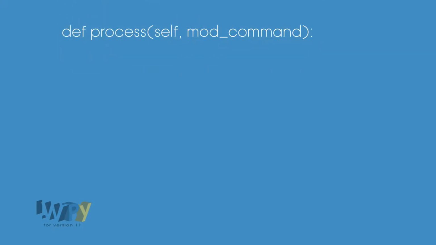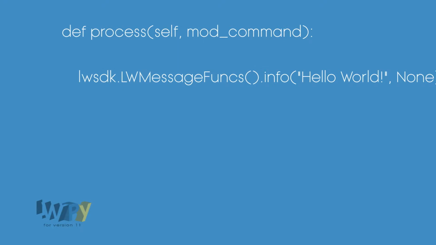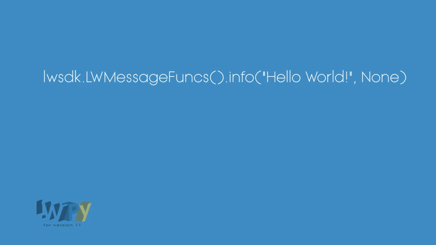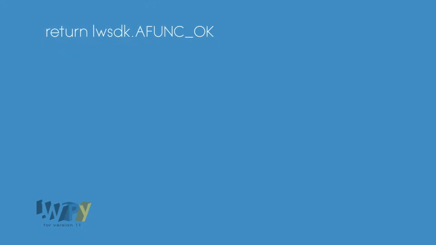Now another function, process, giving it the argument self and mod underscore command. Within this function, we call the interface elements and our commands to execute, and in this example, the info function. Within that info function are string helloWorld and the built-in Python constant none, because the info function requires 2 character arguments, so we simply give that second argument no value. Then we return values back to the host application with an OK button.